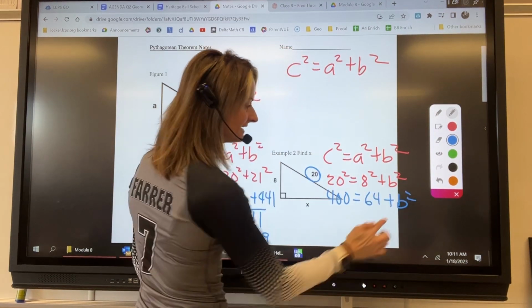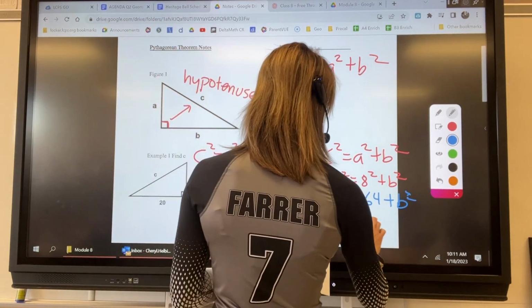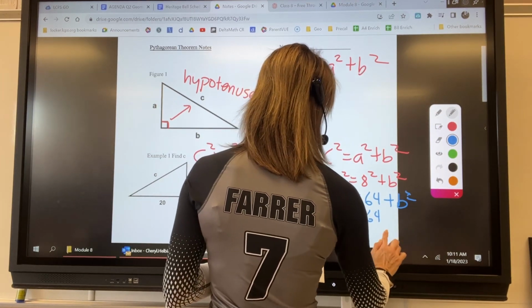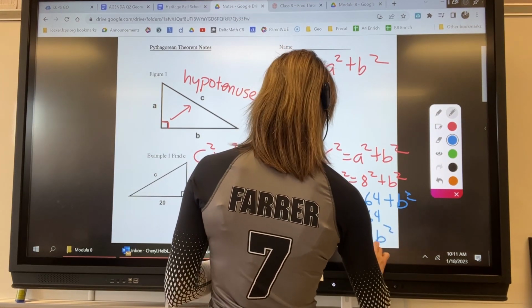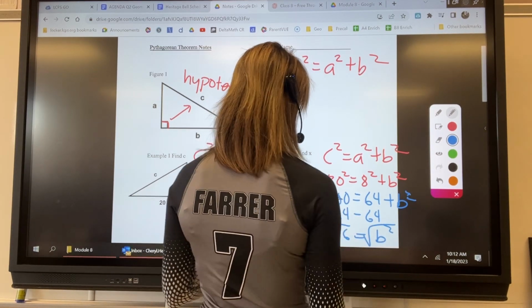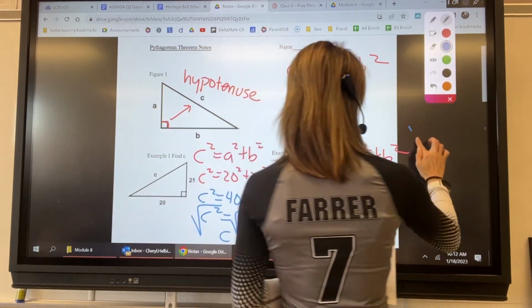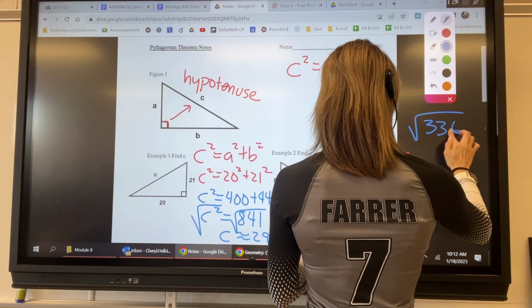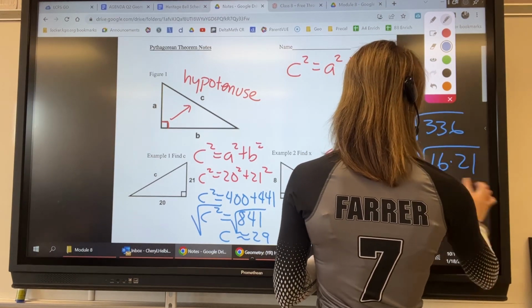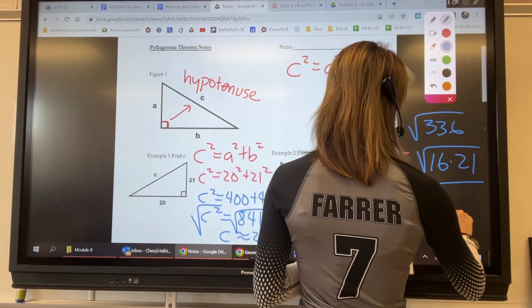Now we have to isolate this b. So we're going to subtract 64 from both sides. And when we do that, we get x squared, or b squared, equals 336. When you take the square root of both sides and simplify that radical, 336, I'm running out of room, the square root of 336 is actually the square root of 16 times 21. So when you pull the 16 out, the square root of 16 is a perfect square, and that becomes 4 root 21.